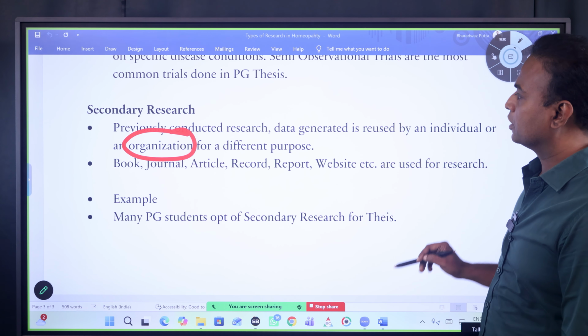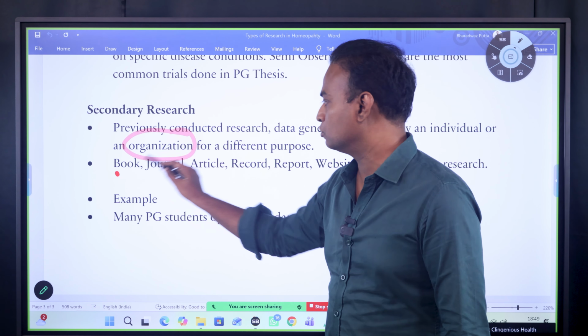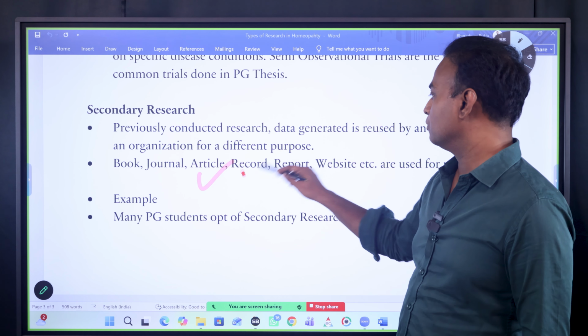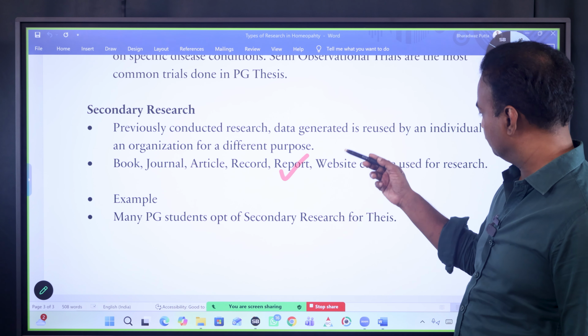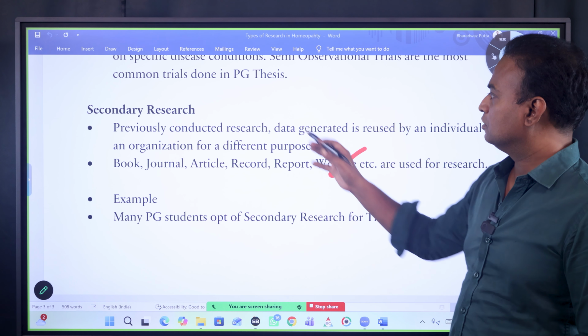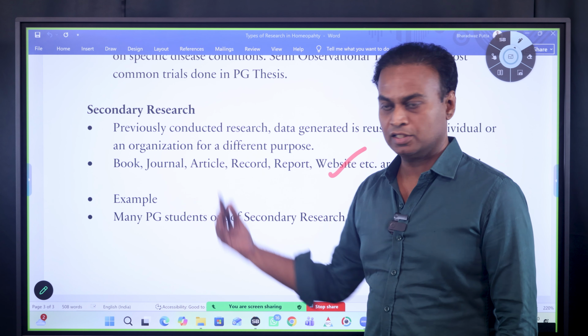What are the sources of secondary research? You can get those data from books, you can get those data from journal articles. If there is a record, you can use it. Reports, you can use them. If the details are mentioned on a website, you can check that website. Okay, these are the secondary research examples.